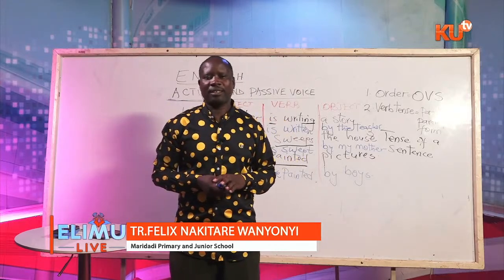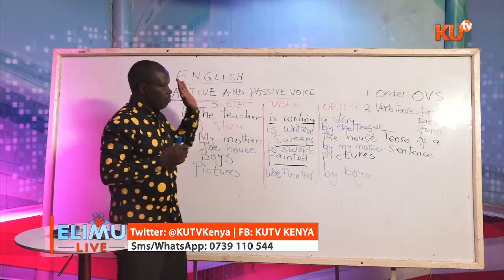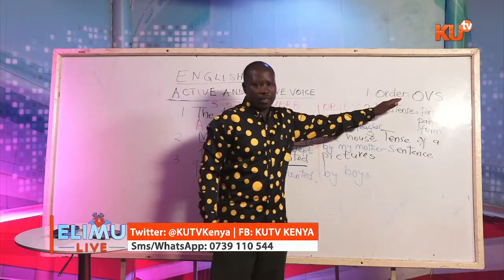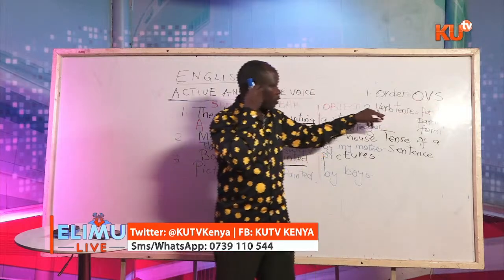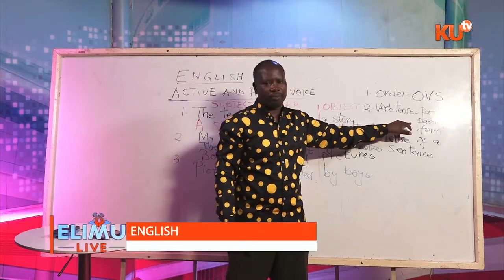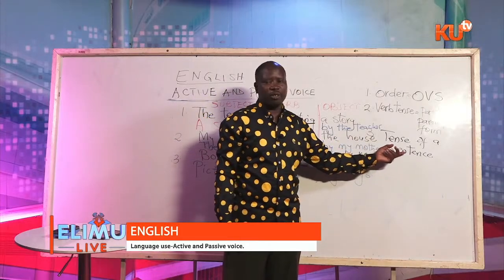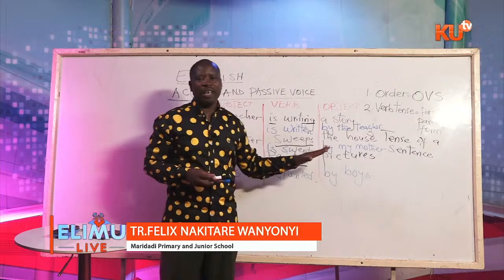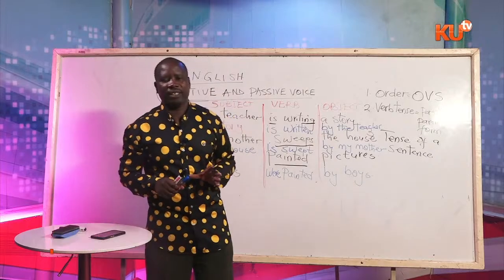So that brings us to the end of our English lesson today, which has been active and passive voice. And remember the rules while changing from active to passive. Number 1, remember the order: object, verb, and subject. Rule number 2, you must change your verb to past participle form. Rule number 3, you must consider the tense of the sentence so that you know which helping verb you will be able to use. And with that, you will handle any question under active and passive voice confidently and correctly.